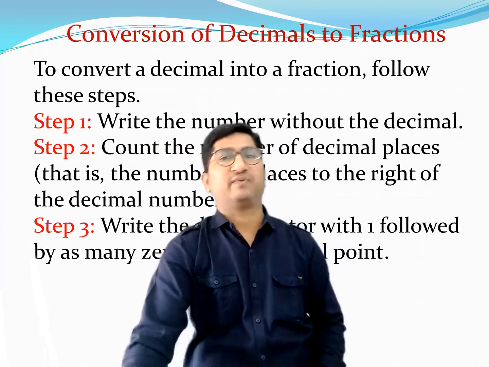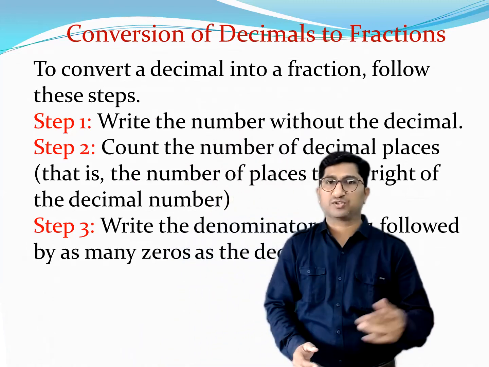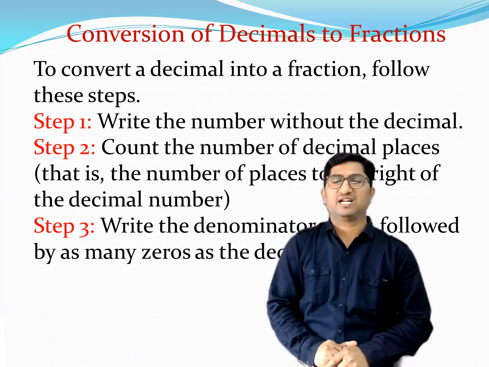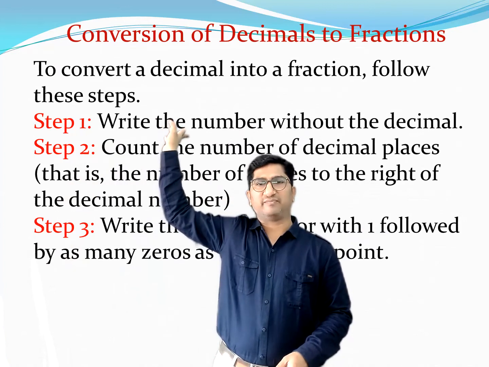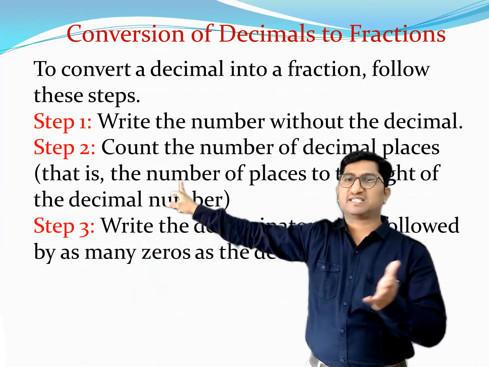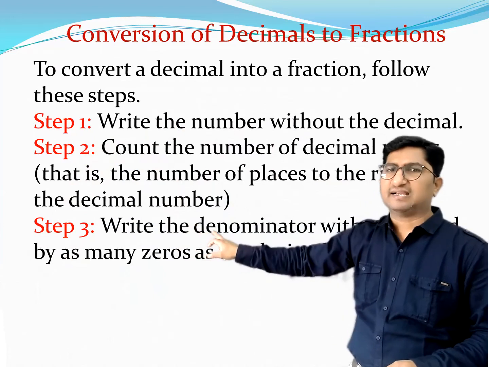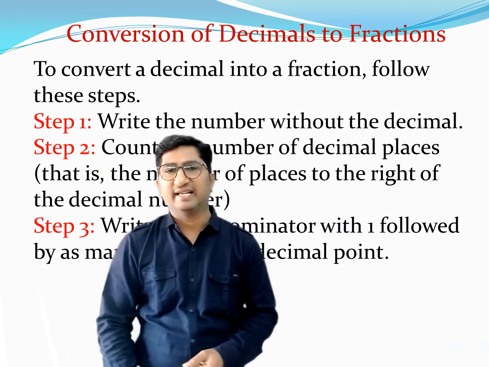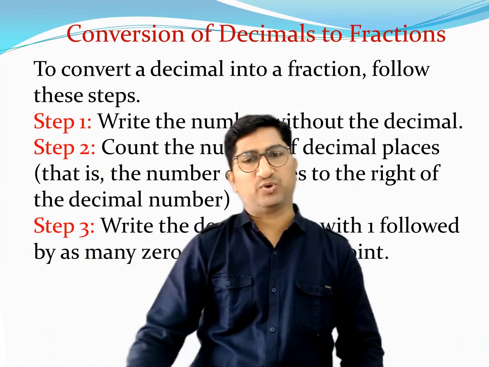This is the conversion of fraction to decimal. Now we'll see the conversion of decimals to fractions. If you have understood the conversion of fractions to decimals, it's very easy to convert decimals to fractions. Here also we follow steps. First, write the number without the decimal. Then count the number of decimal places, that is the number of places to the right of the decimal point. Then write the denominator as 1 followed by as many zeros as there are decimal places.